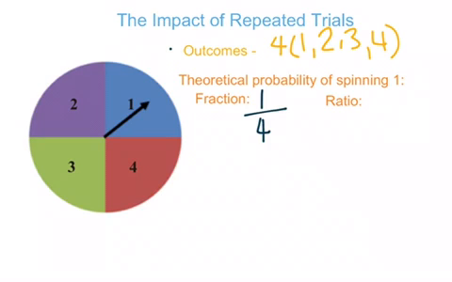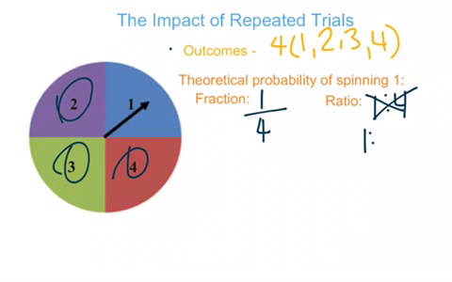Now the temptation here when writing a ratio is to say that the ratio is 1 to 4, and unfortunately, that's incorrect. You're right that the probability of spinning a 1 is 1, because there's only one 1 on our spinner, but we have to look at what the other options are. There's a 2, a 3, or a 4. So that gives us a total of 3 other possibilities. So we can either roll a 1, or we can roll 3 other things. So our ratio is actually a ratio of 1 to 3.